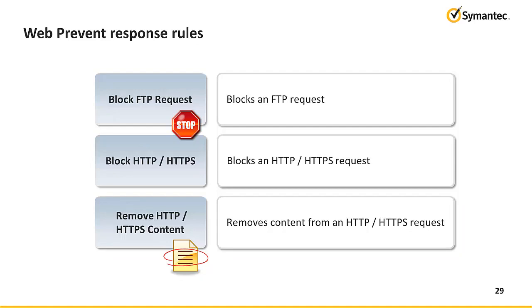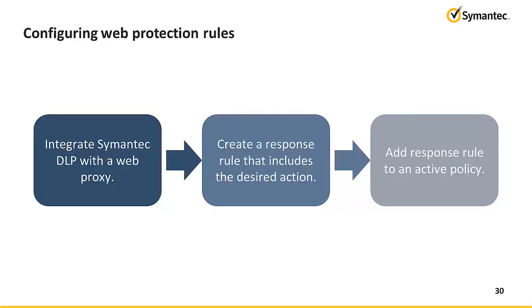There are 3 additional data in motion protection actions available when interacting with a web proxy and Network Prevent for Web. The Block FTP request action blocks FTP requests that contain confidential data or significant metadata as defined by your policy. Through the Block HTTP or HTTPS action, you can block HTTPS transactions and display a customized block message in the web client. The Remove HTTP or HTTPS content response rule lets you remove confidential content from an HTTP or HTTPS transaction.